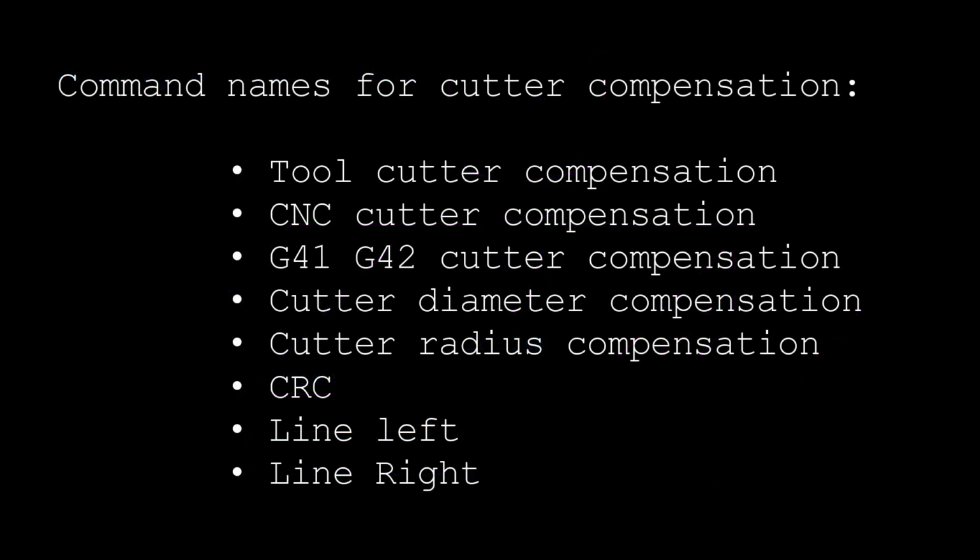Common names for cutter compensation: tool cutter compensation, CNC cutter compensation, G41, G42, cutter diameter, cutter radius compensation, CRC, line left, and line right.